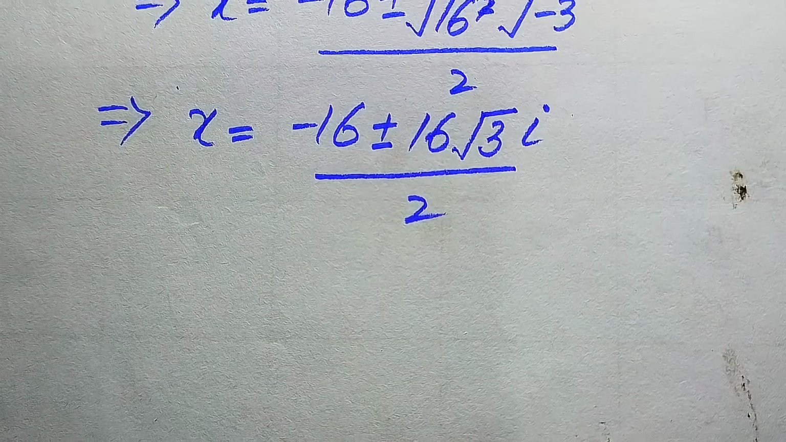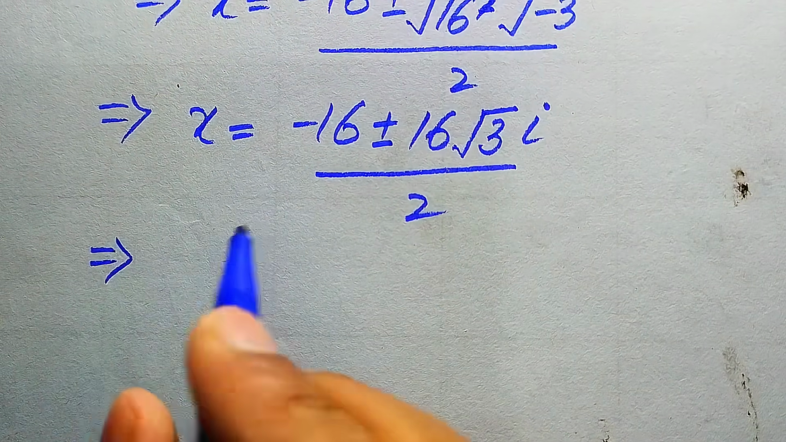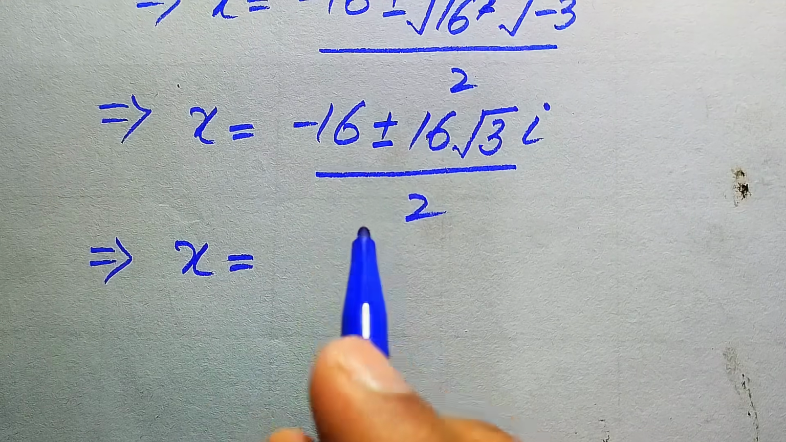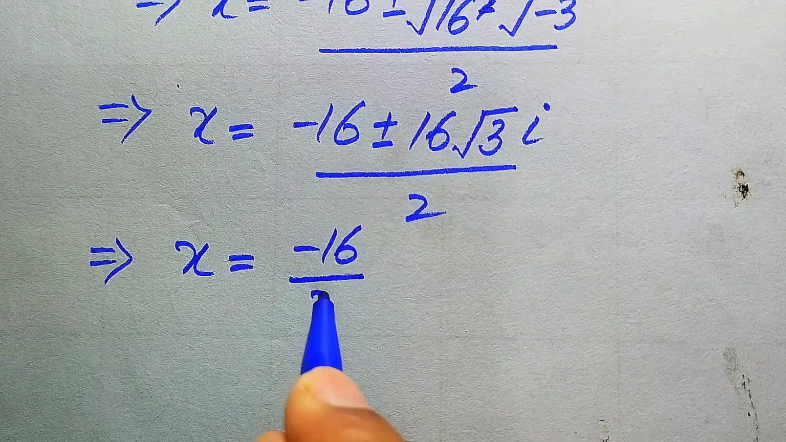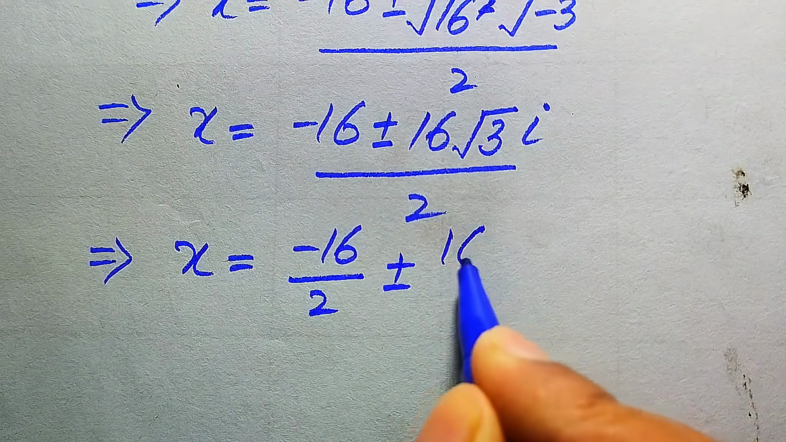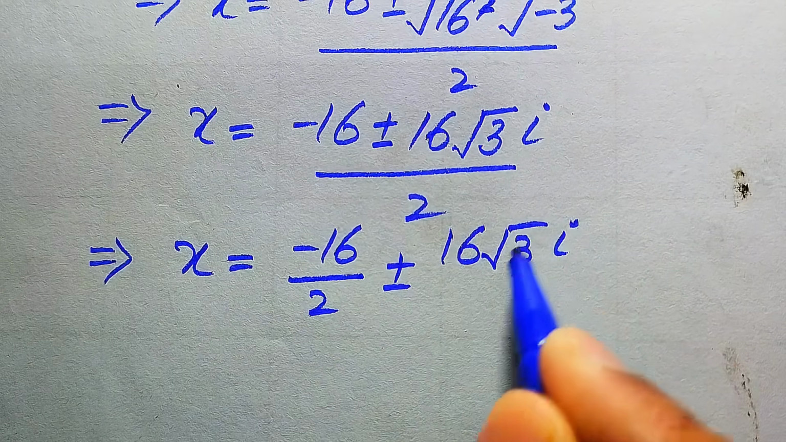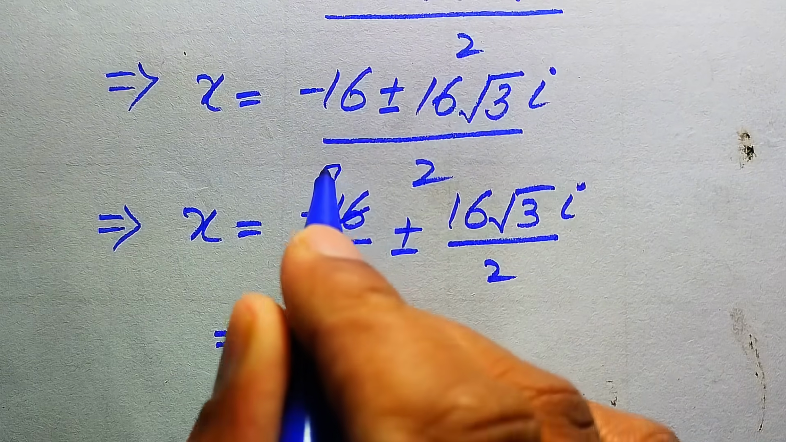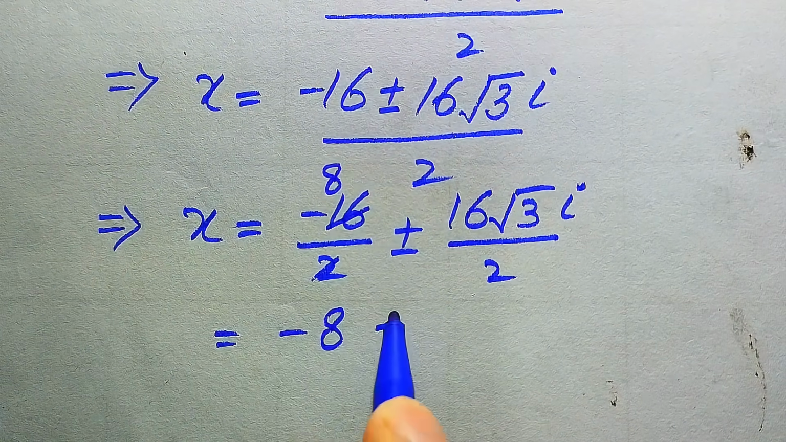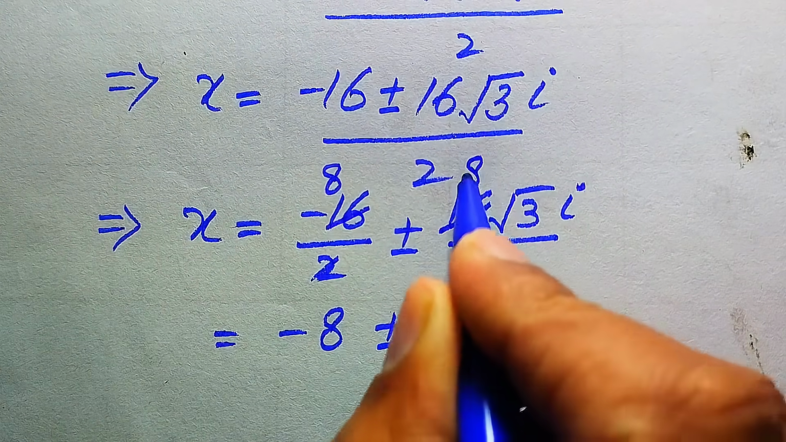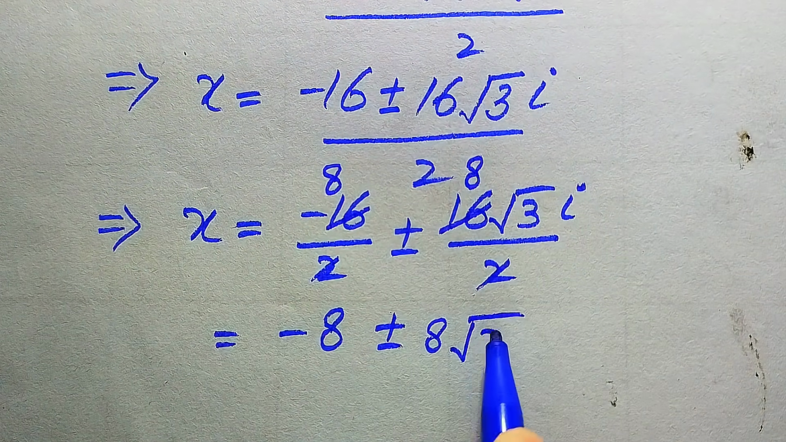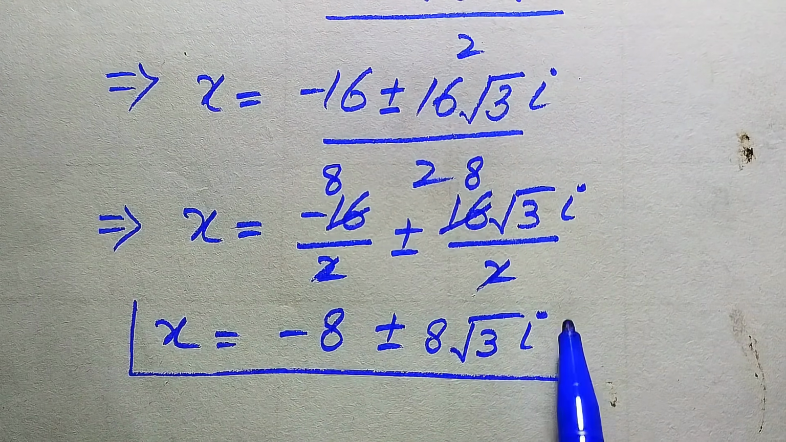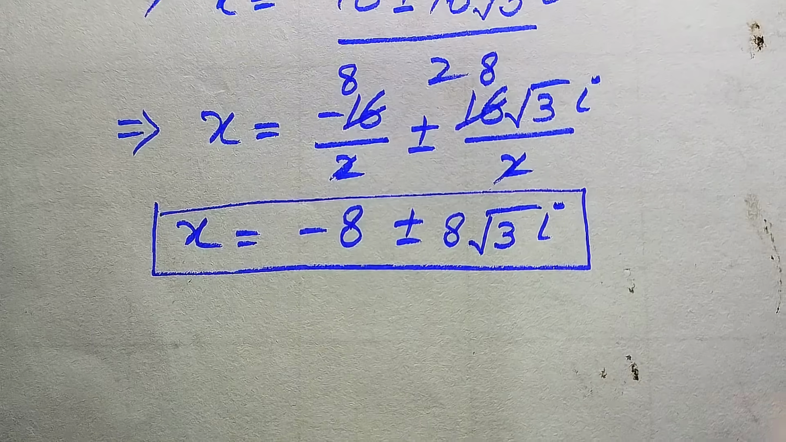And now in the next step we need to break this fraction, because we write our answer in the simplified form, and it will be written as minus 16 divided by 2 plus minus 16 times square root of 3 into iota, also divided by 2. And here 2 times 8 becomes 16, and we get minus 8 plus minus, this is also 2 times 8 becomes 16, and we get 8 times square root of 3 into iota. So these are the other two complex roots of the given equation.